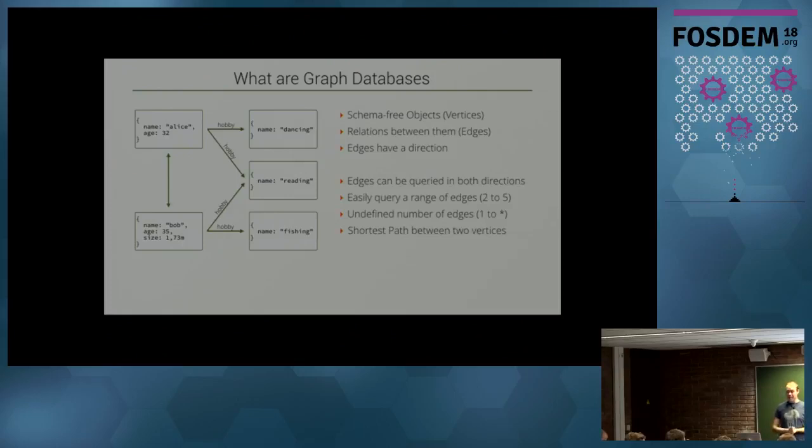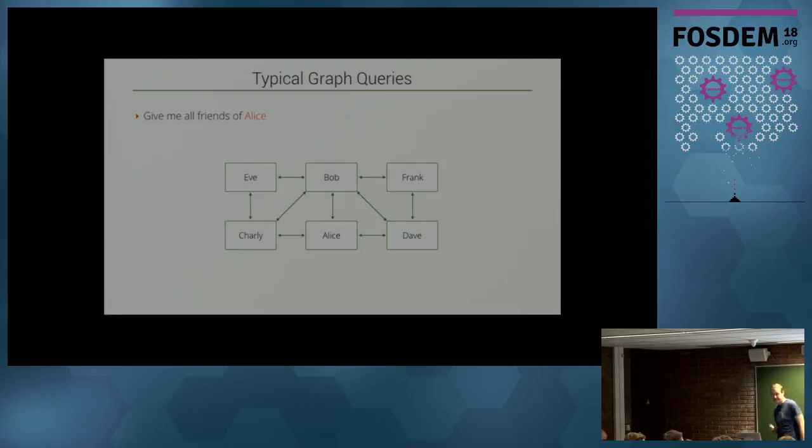Even more, in most graph databases, you can actually say, I don't know how many edges I need. I have a starting point, and search as long until you find really the result that I'm looking for, no matter how many edges you have to follow that way. Or a shortest path between two vertices. So say we start here at dancing. What is the shortest connection from dancing to fishing? And the graph database will figure out I start at dancing, go to Alice. Shortest way would be going to Bob and then go back to fishing.